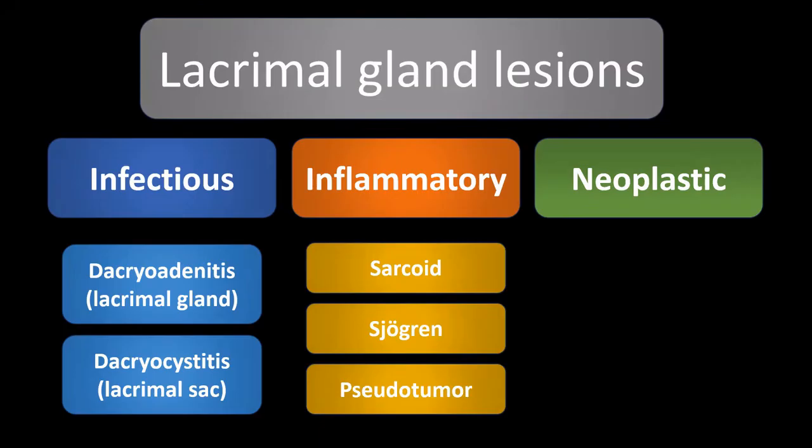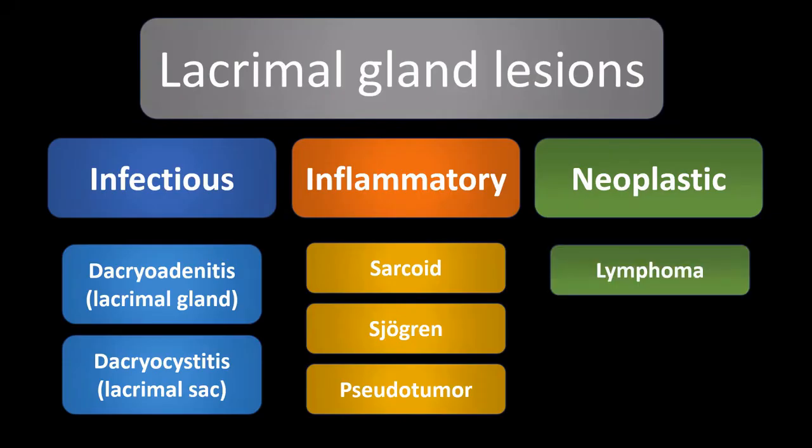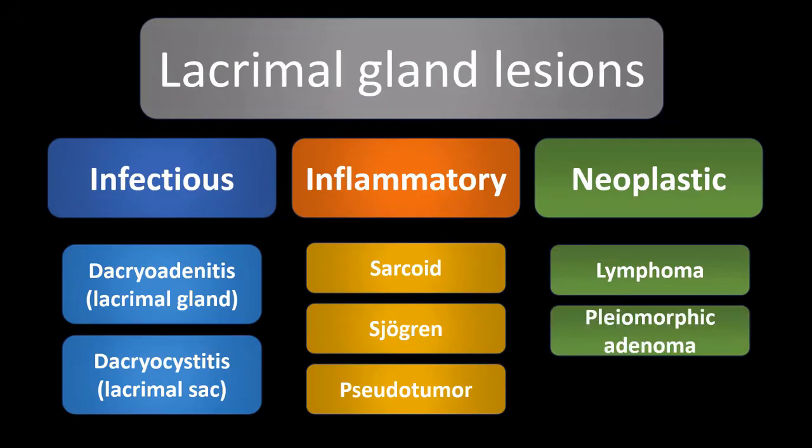Finally, we have neoplastic disease, and when it comes to neoplasms of the lacrimal gland, it's quite simple. The lacrimal gland is one of the salivary glands, contains epithelial cells, but also lymphoid tissue. So what kind of tumors do we encounter in lacrimal glands? Well, lymphoma constitutes about 50% of lacrimal gland tumors, and then we have the so-called epithelial lacrimal gland tumors.